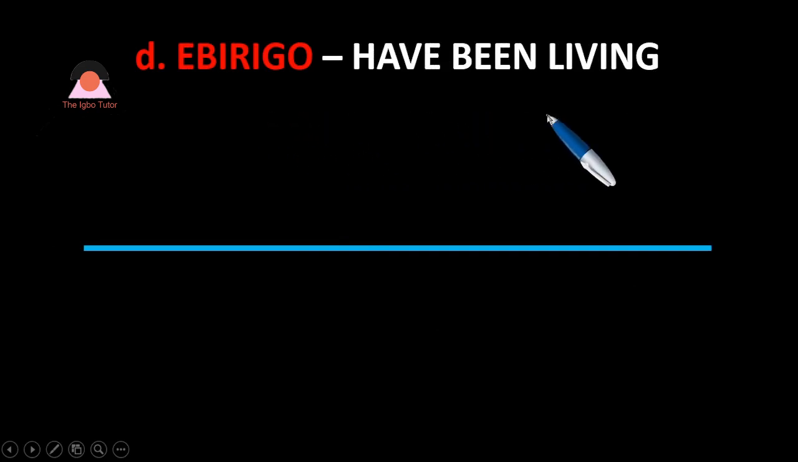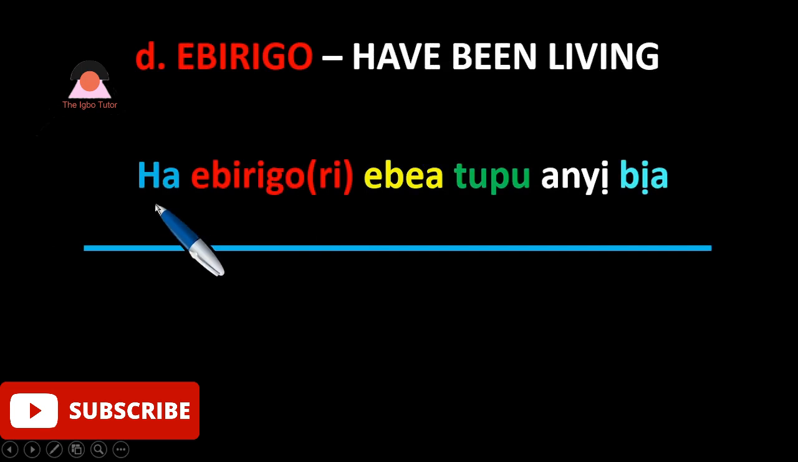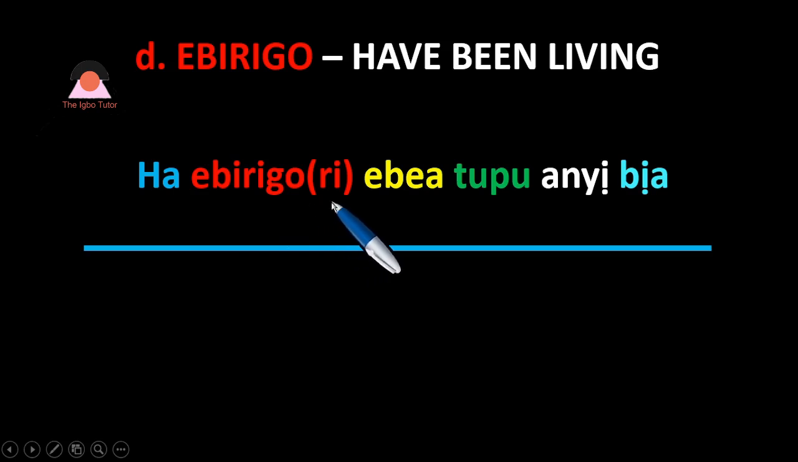Ebirigo, have been living or have lived. We'll have a sentence for this. Ha ebirigo. I told you before that we can use ebirigo or ebirigori. Especially when we use ebirigori, it is have been living. But ebirigo can just be have lived.